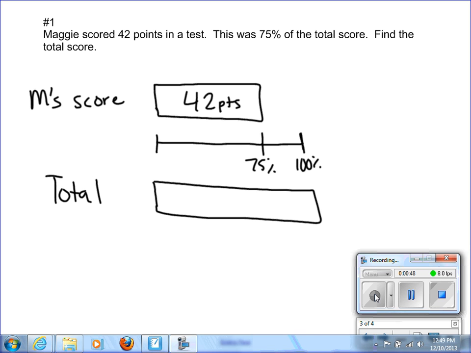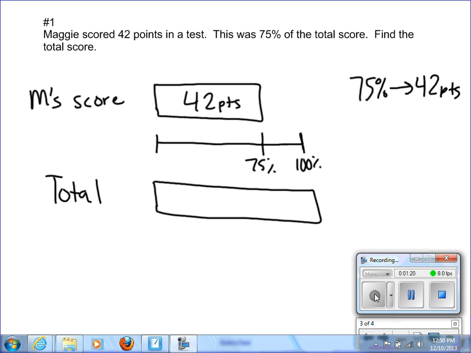Who can give me what that would be? Caleb. How am I going to set up to solve this problem? Marissa. We can do 75. I mean, 42 to 70. 75% of the whole is 42 points. There you go. All right. So we know that 75% of the whole is 42 points.